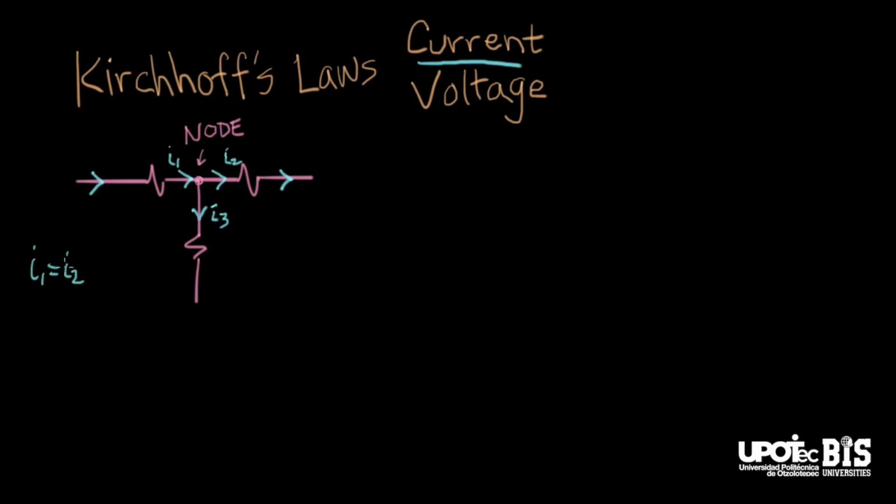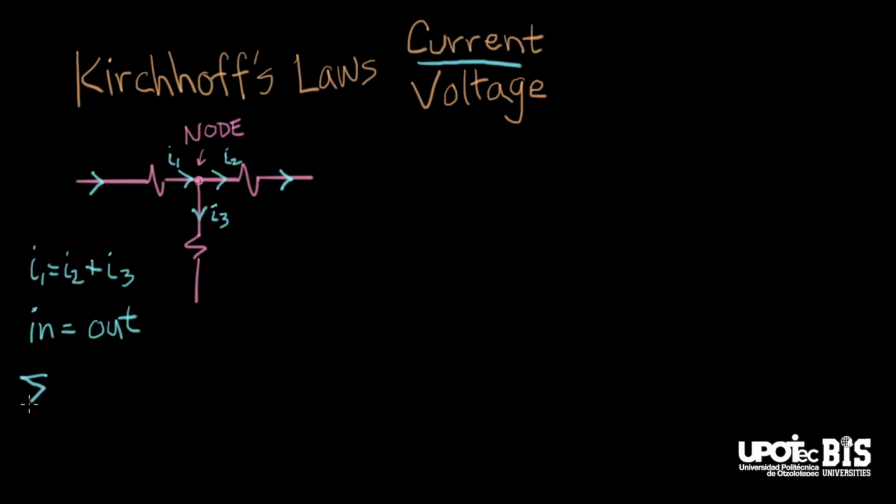And now this doesn't work anymore. I1 and I2 are not necessarily the same. But what we do know is any current that goes in has to come out of this node. So we can say that I1 equals I2 plus I3. That seems pretty reasonable. And in general, if we take all the current flowing in, it equals all the current flowing out. And that's Kirchhoff's current law. That's one way to say it.